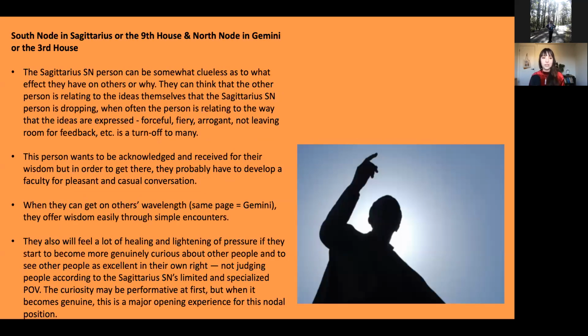And the Sagittarius South Node person can actually be somewhat clueless as to what effect they're having on others when they do this. They can think that the other person is not relating to the ideas that they're sharing, when it's actually more the attitude or the arrogance or the domineering fieriness that is bothersome to people. And this Sagittarius South Node person really wants to be the holder of knowledge, or to be a teacher, or to be seen in their wisdom.